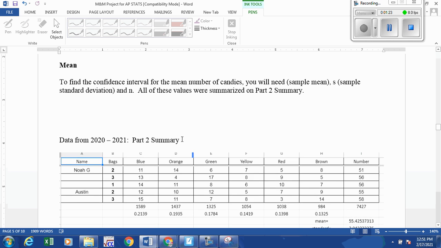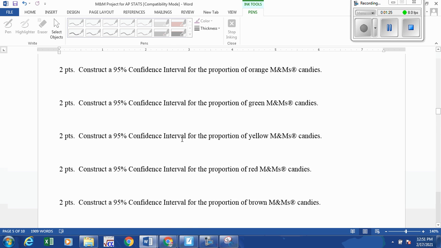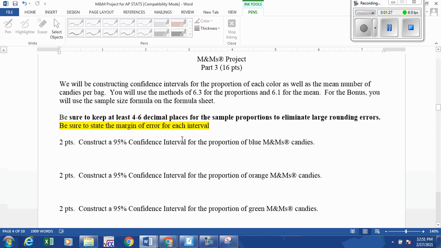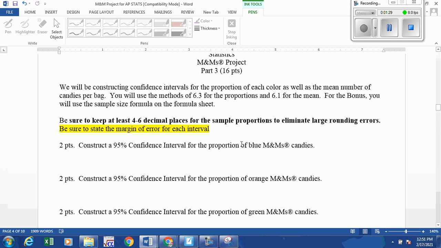What we're going to do today in today's lab is we're going to construct confidence intervals for those candies. So we will construct confidence intervals for the proportions of each color as well as the mean number per bag. And you will use the methods of 6.3 for proportions and 6.1 for mean. Now, as simple as this sounds, look at the words in the problem. They will tell you what you're doing.